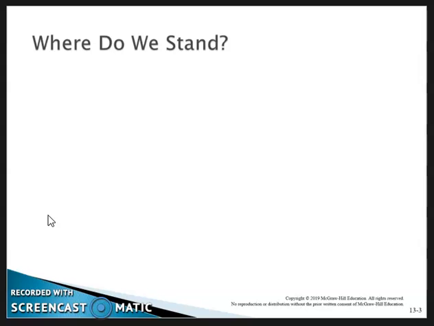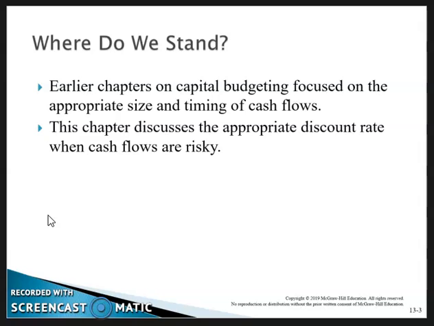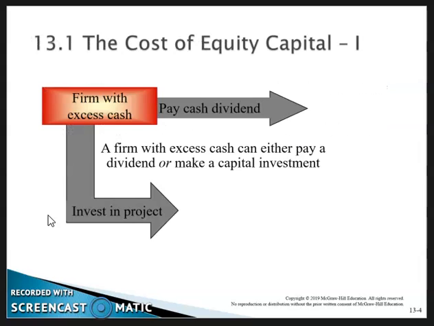So where do we stand? So what have we talked about previously? Our chapters on capital budgeting, we focus on the appropriate size and timing of cash flows. This chapter is going to discuss the appropriate discount rate when cash flows are risky. So all cash flows are risky, so we have to determine which rate is appropriate. So the firm's cost of capital is a function of the projects available to them.